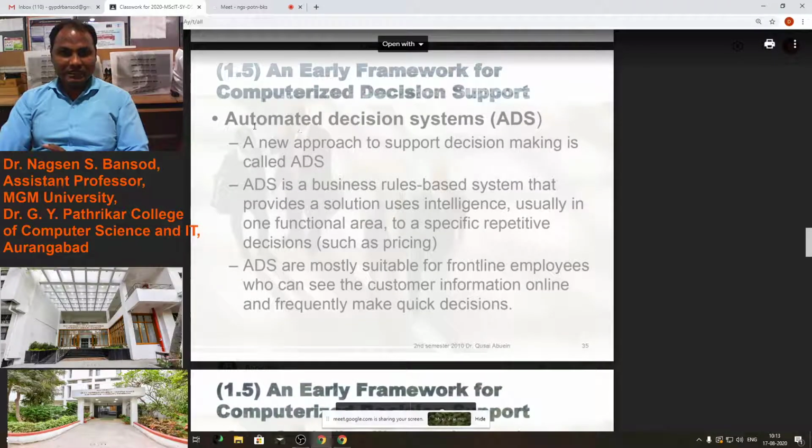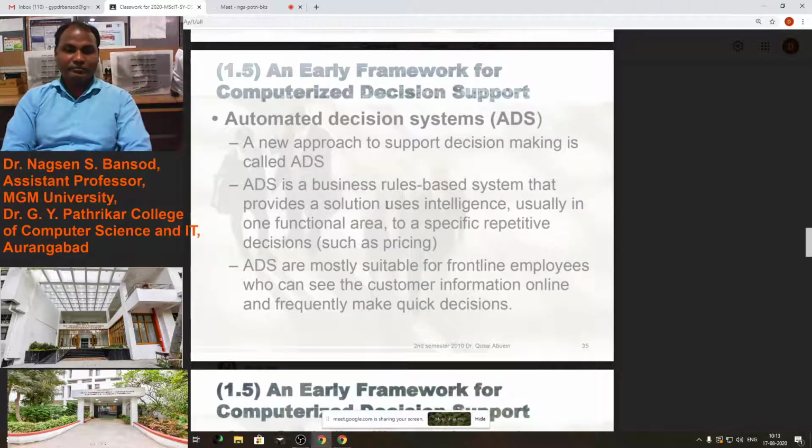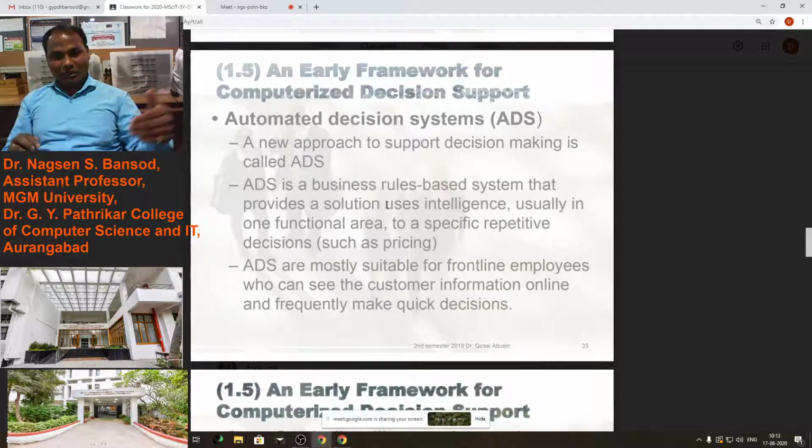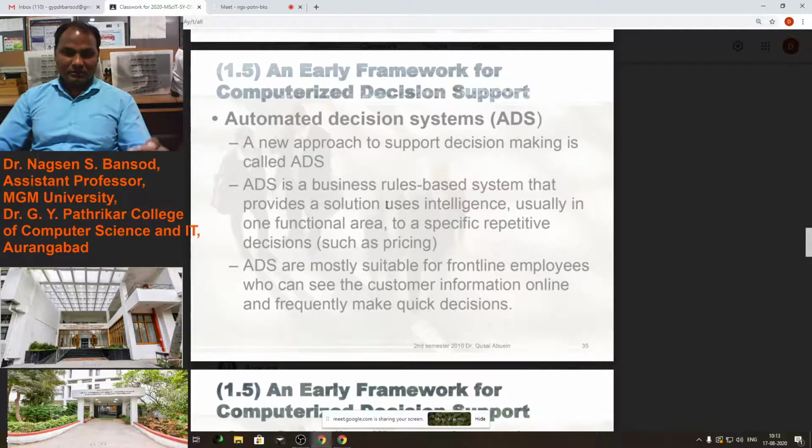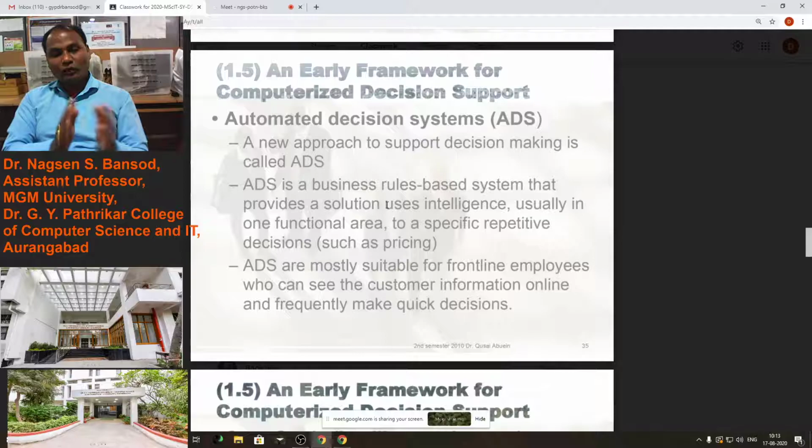Is there any question about the automated decision system? No, sir. Wagdi, do you understand the automated decision system? Means we will provide the input, and the system will automatically give us a solution output. There is no manual interference, human interference, just the system should give a result. Means where repetitive tasks happen, in that case we will use the automated decision system.